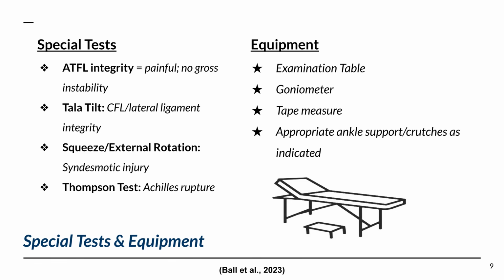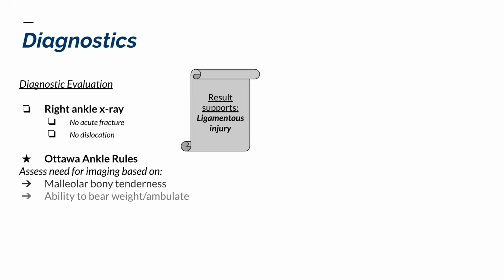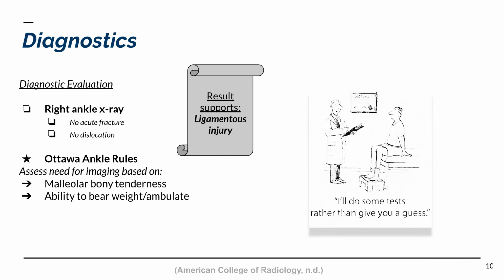An ankle brace or crutches may also be needed depending on his ability to safely bear weight. A right ankle x-ray was obtained and demonstrates no acute fracture or dislocation. This is an important finding because fracture is a major differential diagnosis following an acute ankle injury.